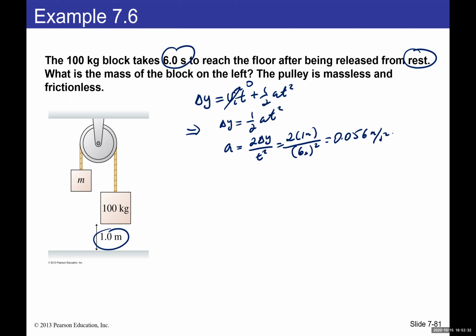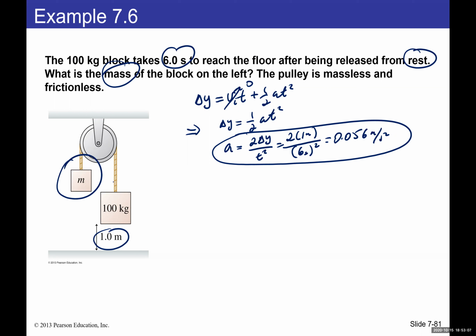Because it goes down 1 meter and it takes 6 seconds, it's a long time to cover one meter of distance. So that's why it's a small acceleration, 0.056 meter per second squared. But now that we have this, I can use the acceleration with Newtonian dynamics, because if I want to find mass, that's part of Newton's second law.